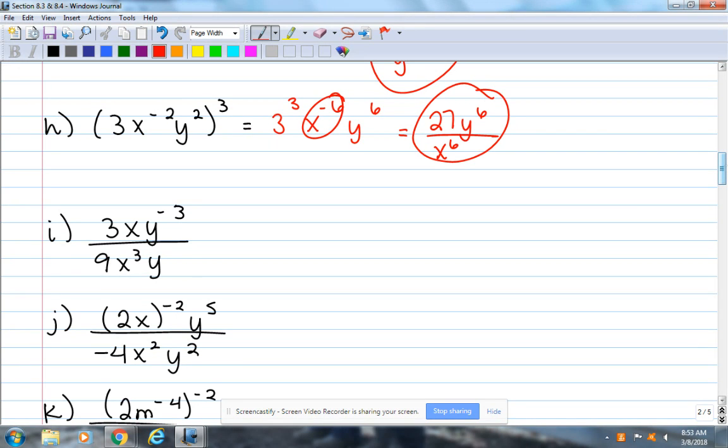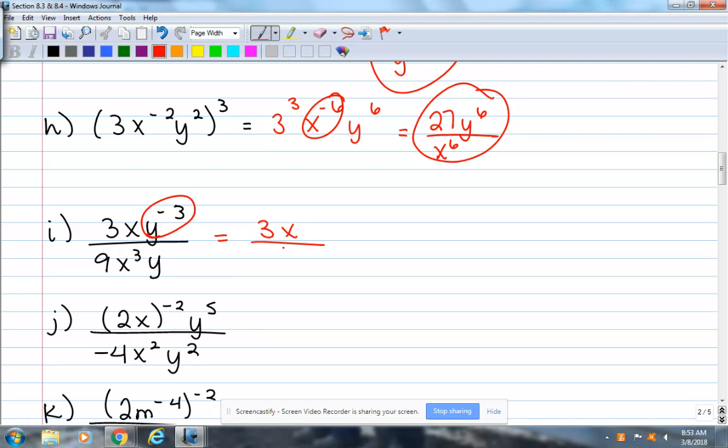Okay, so problem I don't have any parentheses, does it? No. So what do we do first if it doesn't have parentheses? Parentheses, then negative exponents, then everything else. Okay? So first thing I need to do is move my negative exponent. So everything else is staying where it is.